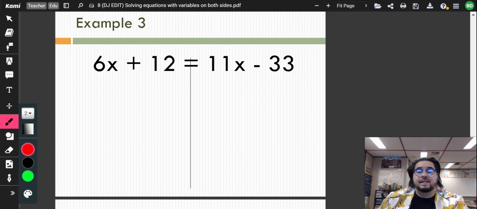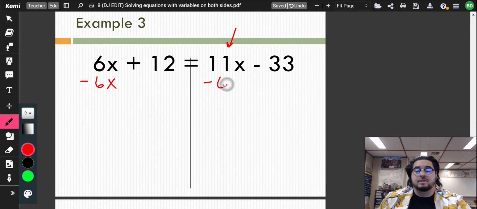Okay, on this problem, remember, we're identifying where our x's are going to go. So on one side I have 6x plus 12. On the other side, 11x minus 33. I can already tell that 11x is the greater positive value. So I am going to move my x's towards the right. So 11x gets to stay. The 6x right here has to go bye-bye. So I'm going to do that by subtracting 6x from both sides.